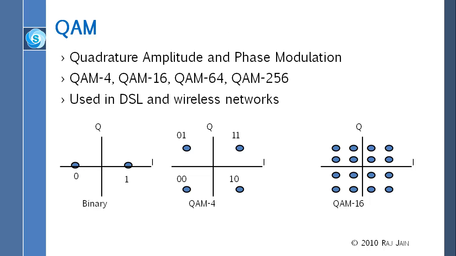Okay? So now what I have taught you, I will be using this QAM word very often. So I will say QAM 16, QAM 64, QAM 256. Now you understand what QAM is. QAM is quadrature amplitude and phase modulation. Alright? And so this is the amplitude and phase modulation. We are changing the amplitude and we are changing the phase. Okay? And so this is the coding that is used in DSL.